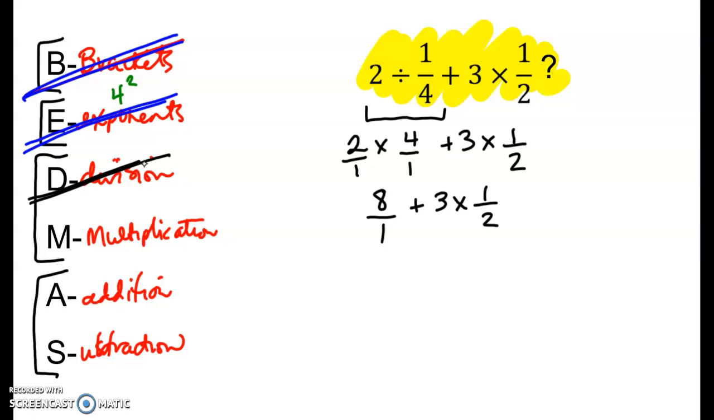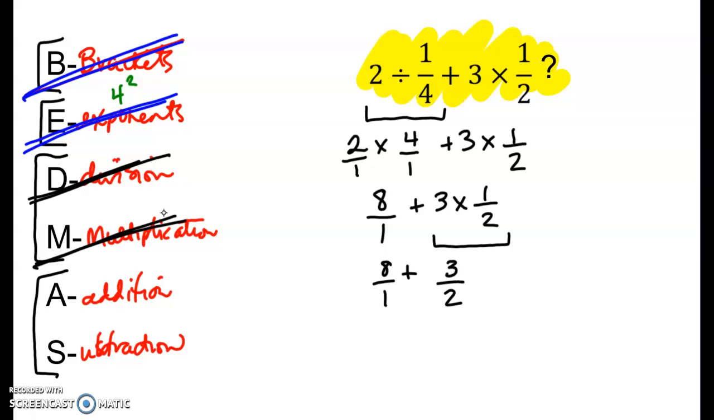Let's do multiplication next, and we're going to underline the part of the question that we're working on. So the 8 over 1 just stays in front, and the plus stays in front. 3 times 1 over 2. We do numerator times numerator, 3 times 1. Denominator times denominator, 1 times 2. And we get 3 over 2. Excellent. And then the multiplication is done. And then we go to addition and subtraction.